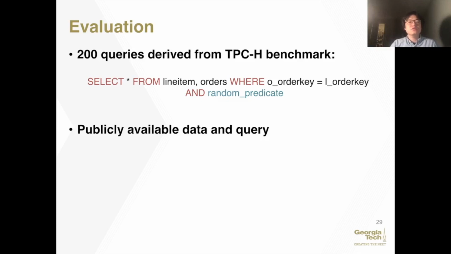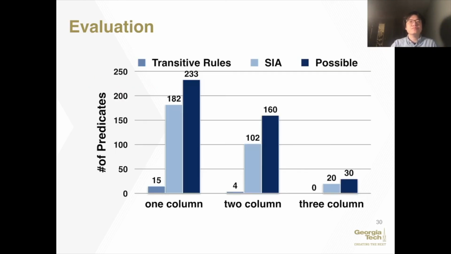To answer these 2 questions, we randomly generate 200 queries derived from the TPCH benchmark using the following templates. We always join 2 tables, the lineitem table and the orders table, and randomly generate a conjunction of predicates. Each atomic predicate always refers to columns from the lineitem table. Thus, it's impossible to push down any predicate to the lineitem table. We chose TPCH as our benchmark because both data and queries are publicly available.